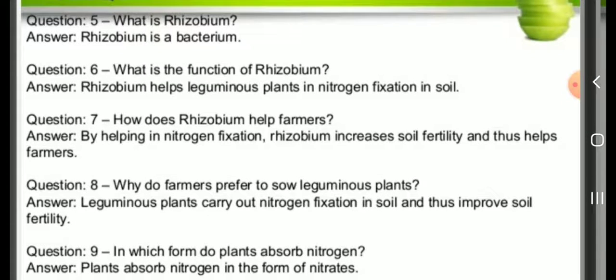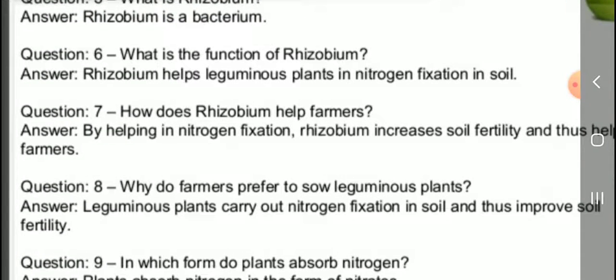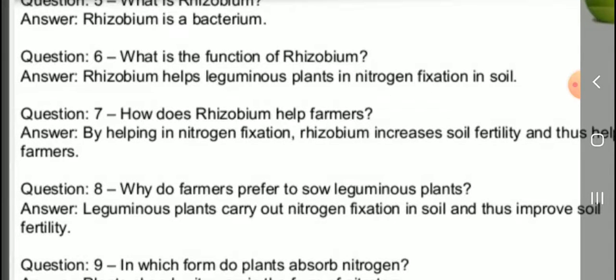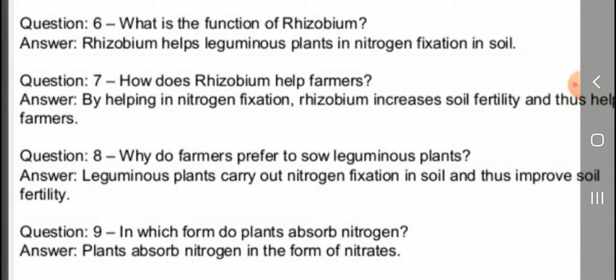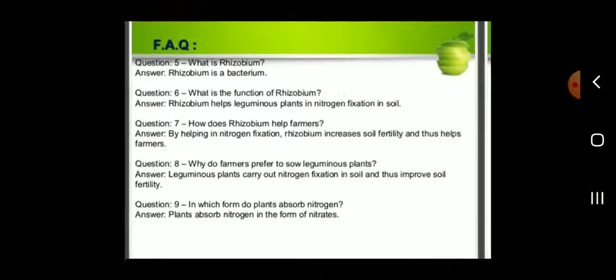The next, what is rhizobium? Rhizobium is a bacterium. It is a nitrogen fixing bacterium. Okay. What is the function of rhizobium? Rhizobium helps leguminous plants. This is very important, students. Rhizobium helps leguminous plants in nitrogen fixation in soil. How does rhizobium help farmers? By helping in nitrogen fixation, rhizobium increases soil fertility and this helps farmers. Why do farmers prefer to sow leguminous plants? The leguminous plants carry out nitrogen fixation in the soil and this improves the soil fertility. In which form do plants absorb nitrogen? Plants absorb nitrogen in the form of nitrates.